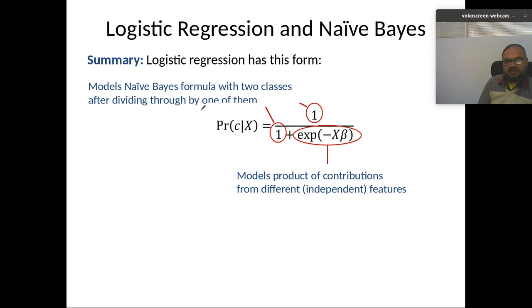Let's look at a summary of logistic regression. It has this form. It can model a naive Bayes formula with 2 classes after dividing through by one of them. So we have these ones here because of the division, and we have this exponential term.